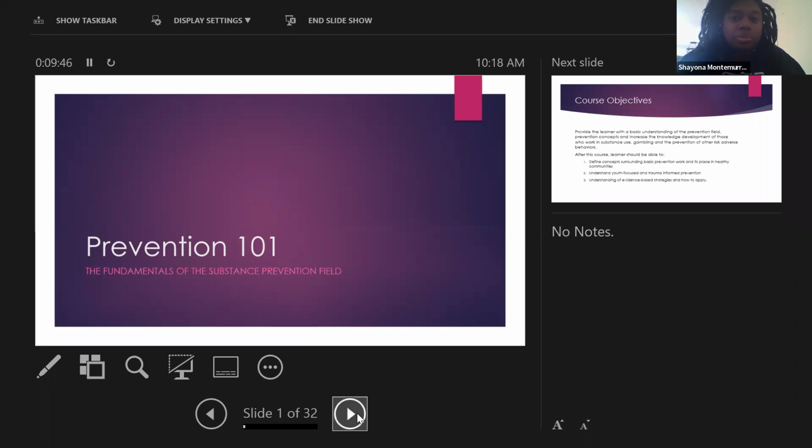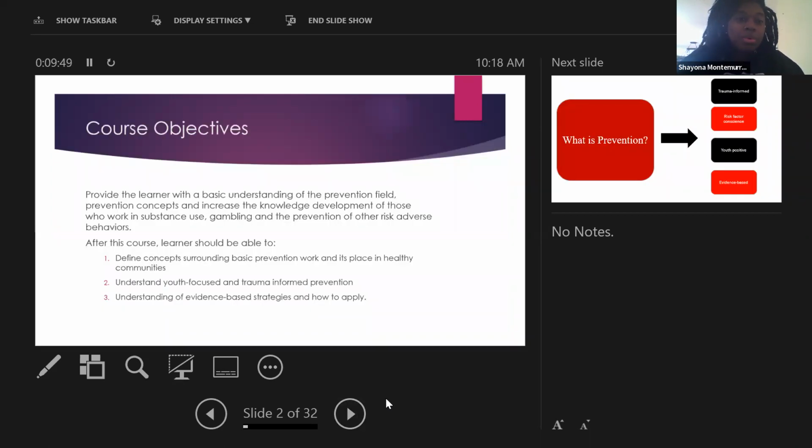So what our course objectives are. For this course, I hope to be able to define some surrounding concepts based on basic prevention work, and it's placed within healthy communities, as well as you all gain a basic understanding of youth focus and prevention, trauma-informed prevention, and understanding of evidence-based strategies and how to apply them. So that's going to be our course objectives for going through this particular course. And we'll touch back on this at the end of the course, just to ensure that you guys understand everything.